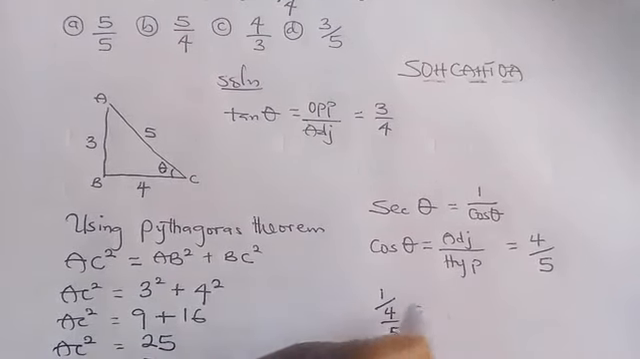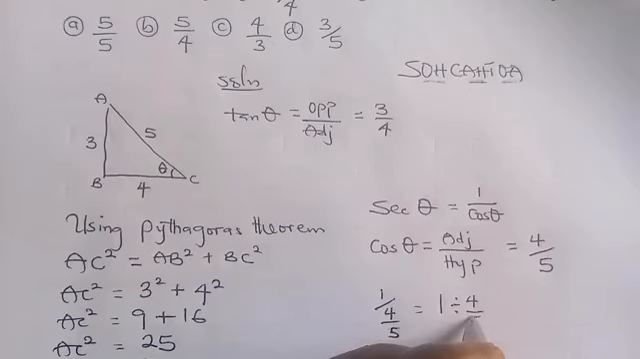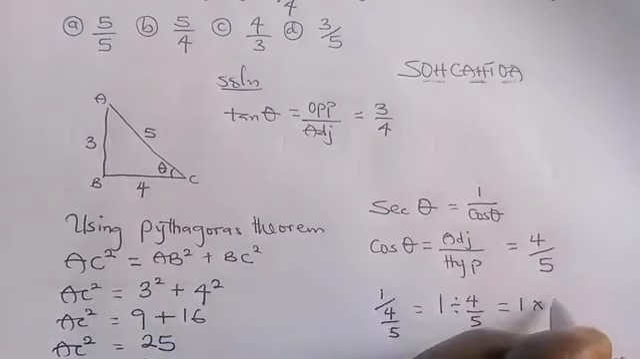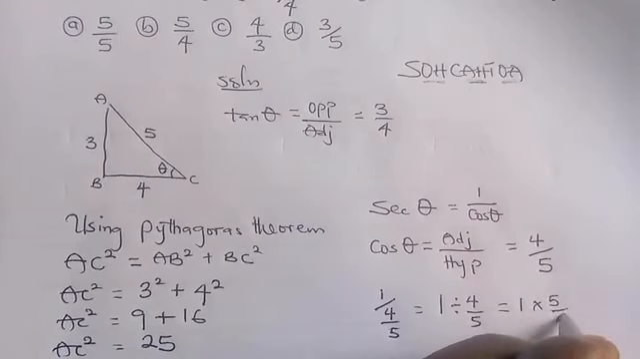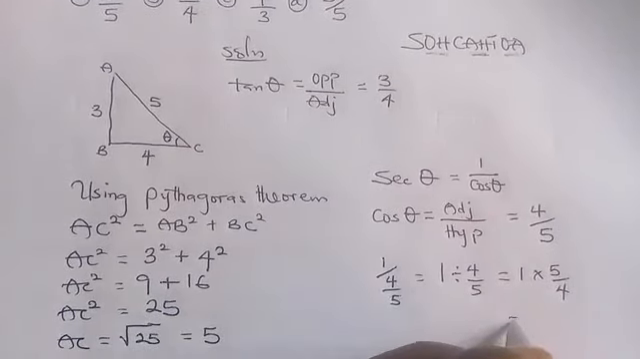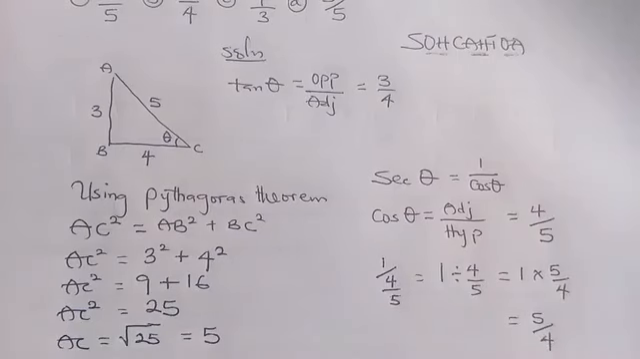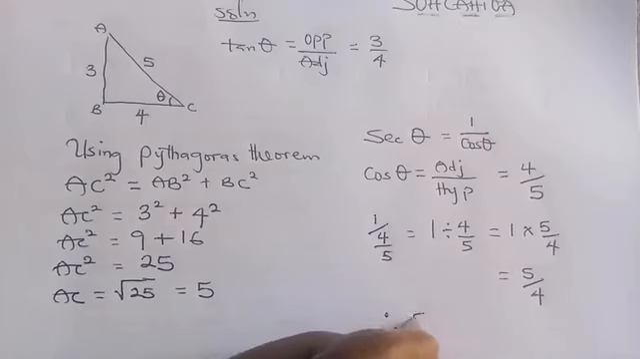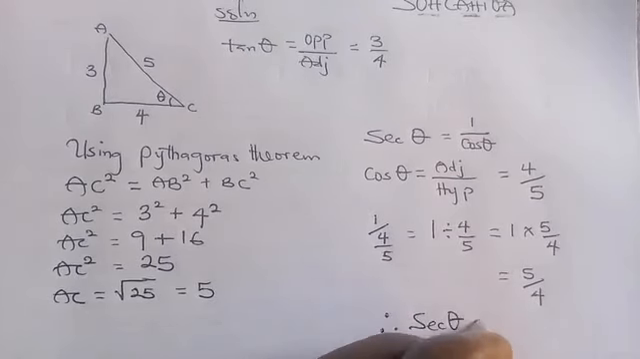This is the same thing as saying 1 divided by 4 over 5. And taking the reciprocal, this is the same thing as saying 1 multiplied by 5 over 4, where 5 goes up while 4 comes down. So we have 5 over 4, and that is equal to 1 times 5 over 4, which is 5 over 4. Therefore, sec theta is equal to 5 over 4.